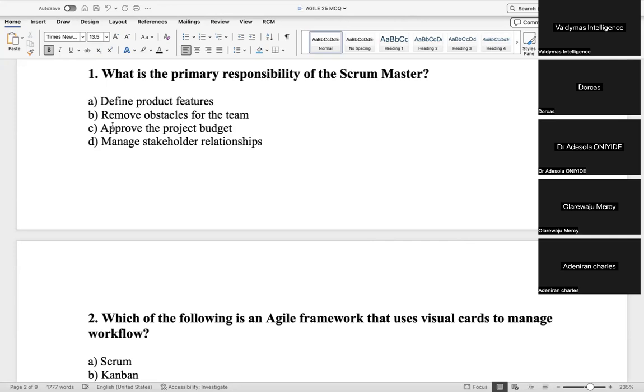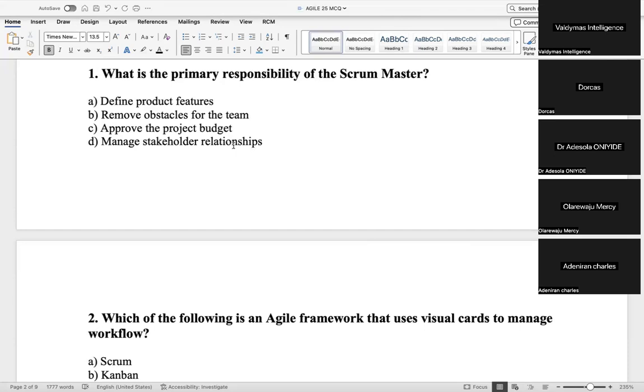Okay, so B is actually the primary responsibility of the Scrum Master, sir. His primary responsibility is to be a servant leader to the team. The role of a servant leader is to remove obstacles, to ensure that their work flows effortlessly. That's his primary responsibility as a Scrum Master. Stakeholder relations is one of the responsibilities of a project manager, who oversees the project, but it's not a primary responsibility of the Scrum Master.